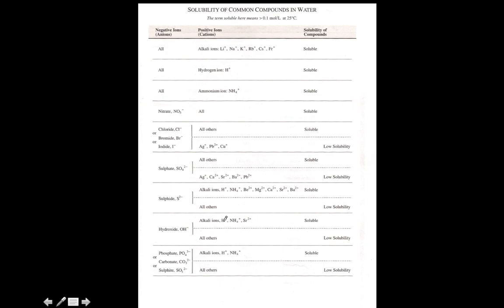Hydroxide, very similar, only a few things are soluble. Most are low solubility. And these 3 ions behave the same way, and only a few things are soluble. Most are low solubility. So we're going to end this video right here. We're going to test how you understand the solubility chart when we start part 2.